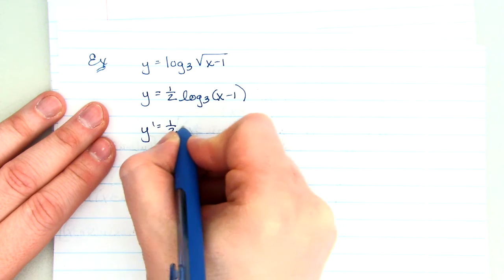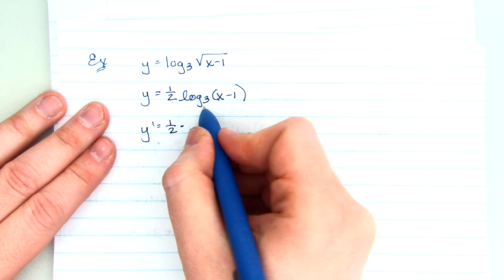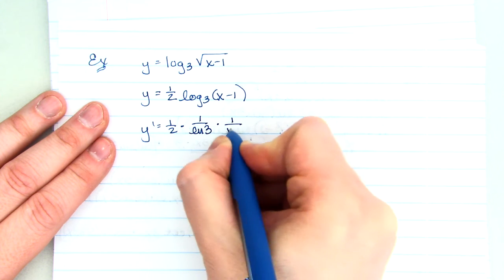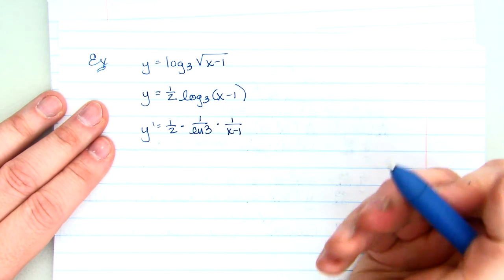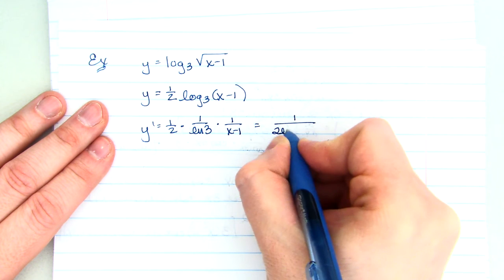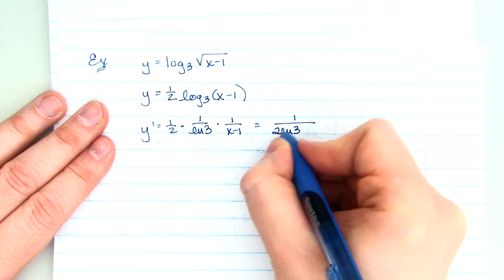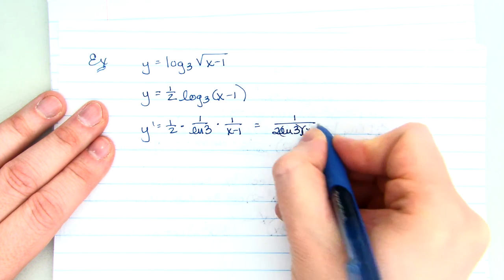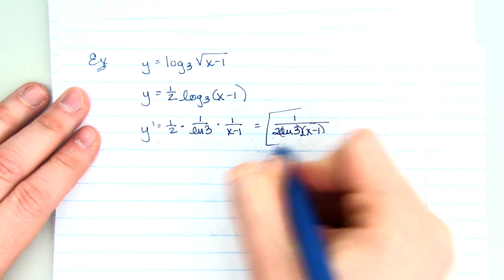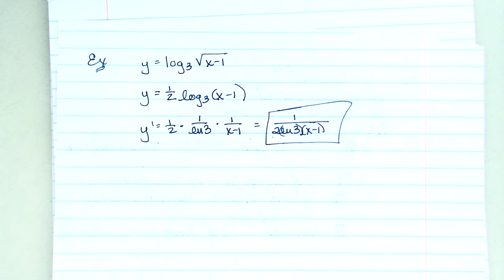I'm leaving my 1/2 out front. Derivative of log base 3 of something is 1 over the natural log of 3 times 1 over the thing inside by chain rule times 1. And put it together in one big fraction. Let me say 1 over 2 ln 3 times x minus 1 or something kind of like that. You can make the 2 a power inside there, whatever. This is how we can do derivatives of other logarithms.